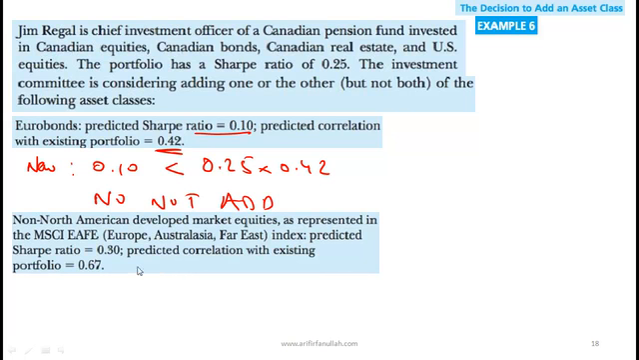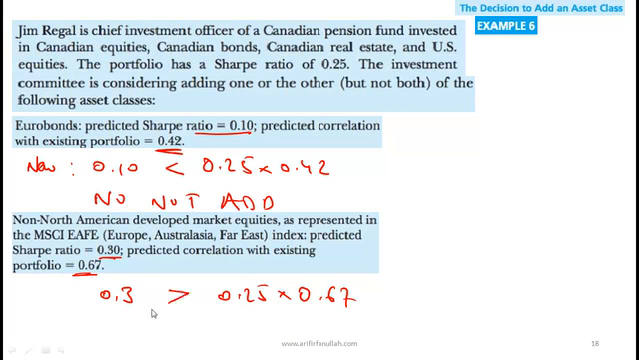So here you add. Why? Because if you look at the Sharpe ratio, let's look at this guy. Predicted Sharpe ratio is 0.3 and the predicted correlation is this. So you look at 0.25 multiplied by 0.67 and this is greater.